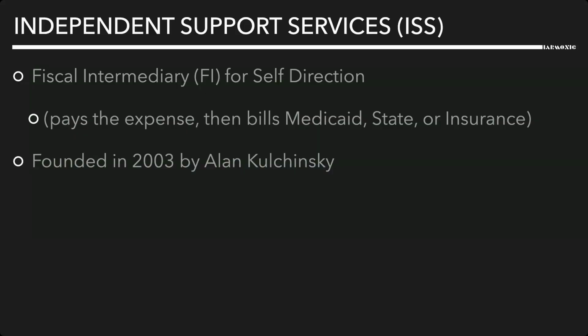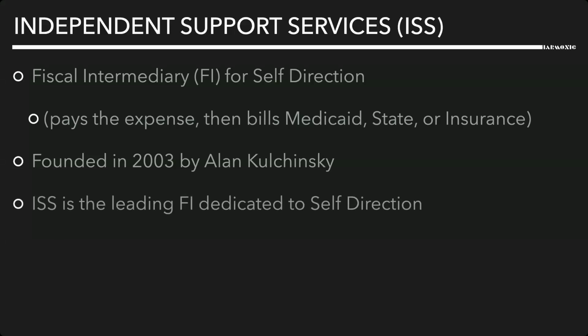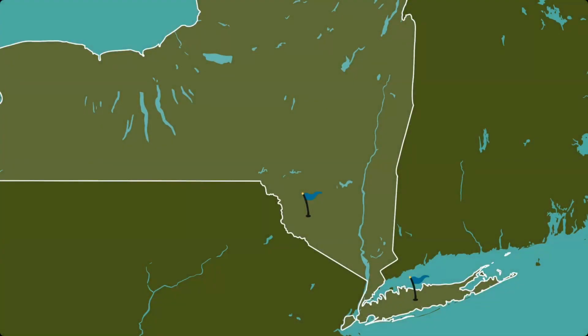After spending years facilitating his disabled son, Barry, through the healthcare system, Alan Kolchinsky founded ISS way back in 2003. And he eventually helped to develop the programs that in 2014 would become self-direction in the state of New York. Today, ISS is the leading New York fiscal intermediary dedicated solely to self-direction. And they serve over 2,000 participants in that program.